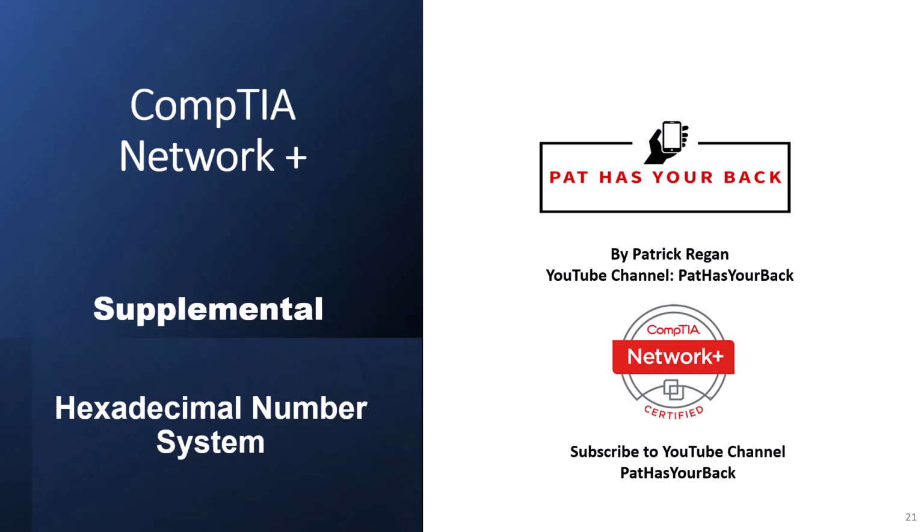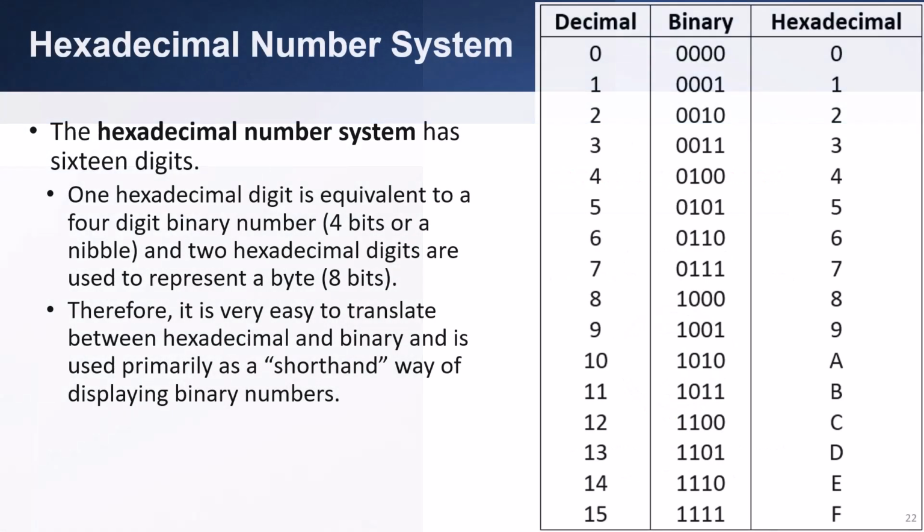Now, let's discuss hexadecimal numbers and hexadecimal number conversions. A hexadecimal number system has 16 digits. One hexadecimal digit is equivalent to 4 binary digits, 4 bits, or a nibble, and 2 hexadecimal digits are used to represent a byte, or 8 bits. Therefore, it's very easy to translate between hexadecimal and binary, and it is used primarily as a shorthand way of displaying binary numbers.